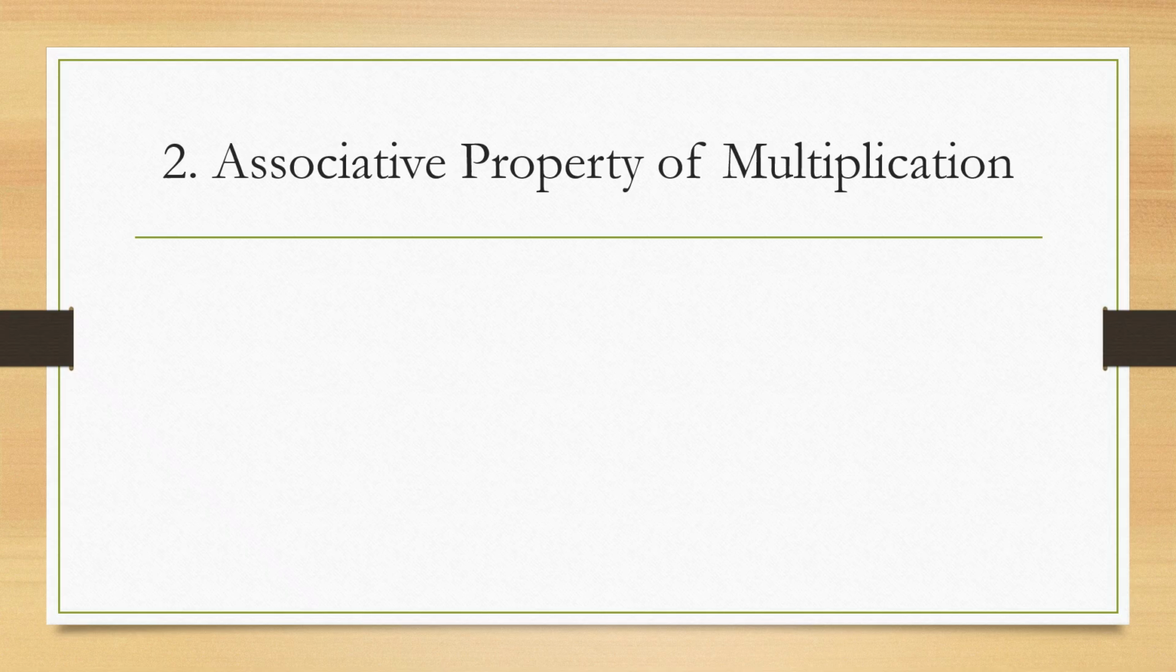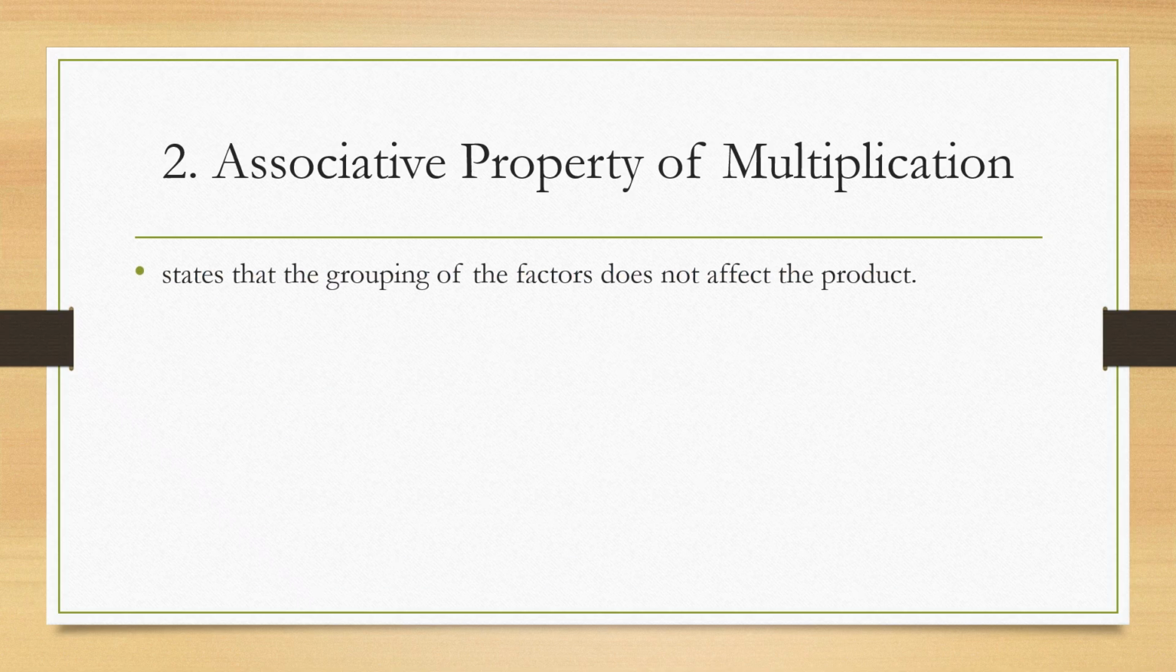The second property of multiplication is the associative property. The associative property of multiplication states that the grouping of the factors does not affect the product. So for example, you have the numbers before the equal sign, which are grouped using parentheses: (2 times 3) times 5 equals 2 times (3 times 5).